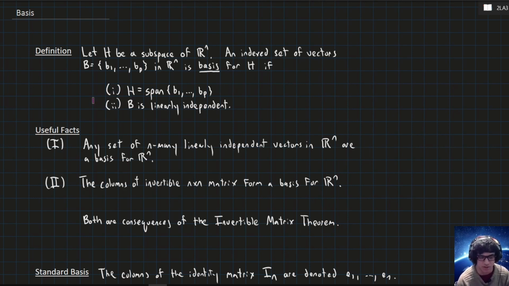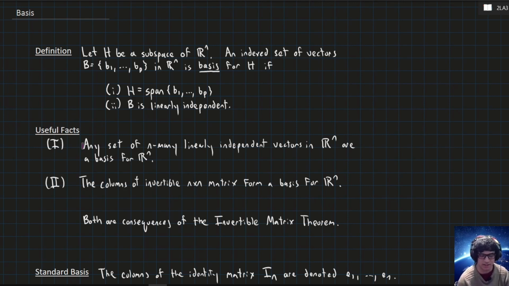And two, they have to span H in an efficient way. That is, they have to be linearly independent. So if you can find a set of vectors that meets these two criteria, then they're a basis. So let's mention two useful facts here.